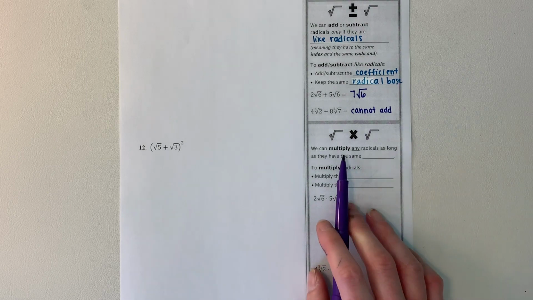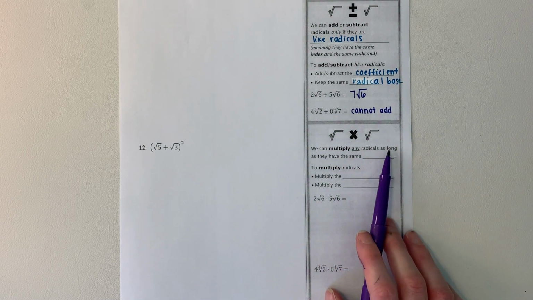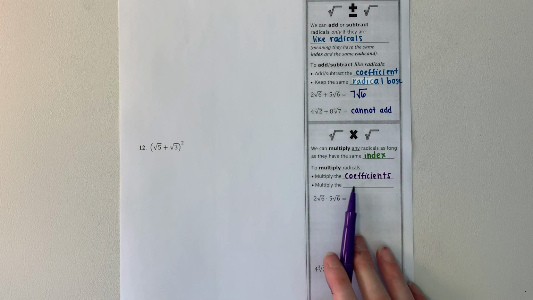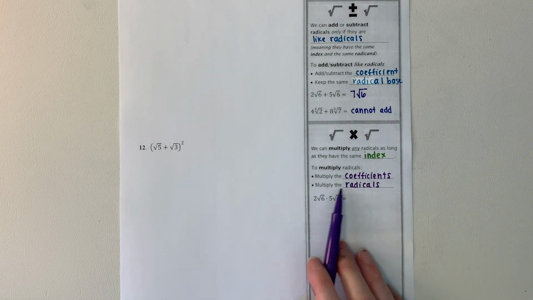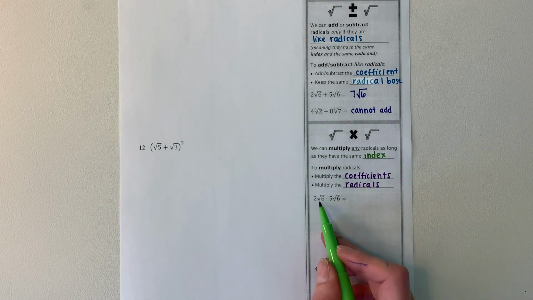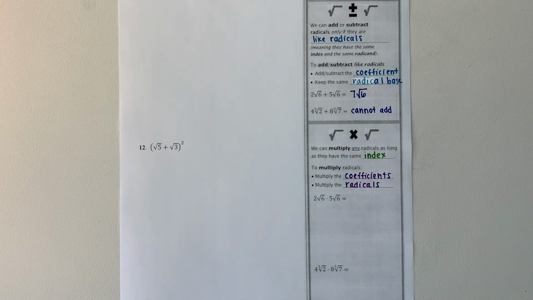Let's compare that to multiplying radicals. We can multiply any radicals as long as they have the same index. And to multiply radicals, we multiply the coefficients and we multiply the radicals. So let's look at two examples. Both of these radicals have an implied index of 2. So they have the same index, we can multiply them.